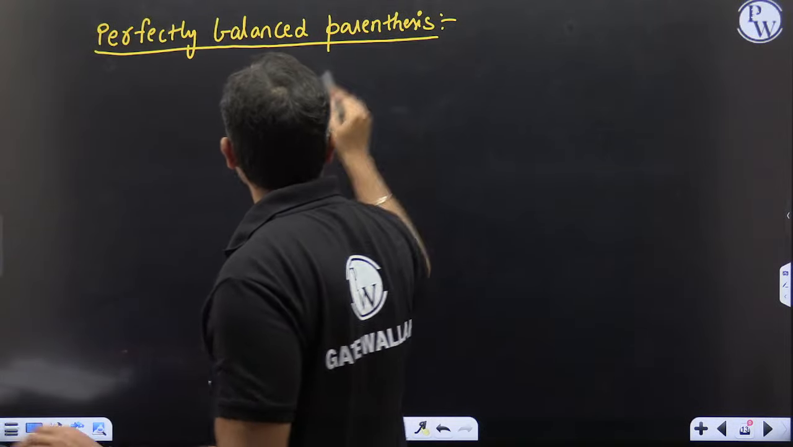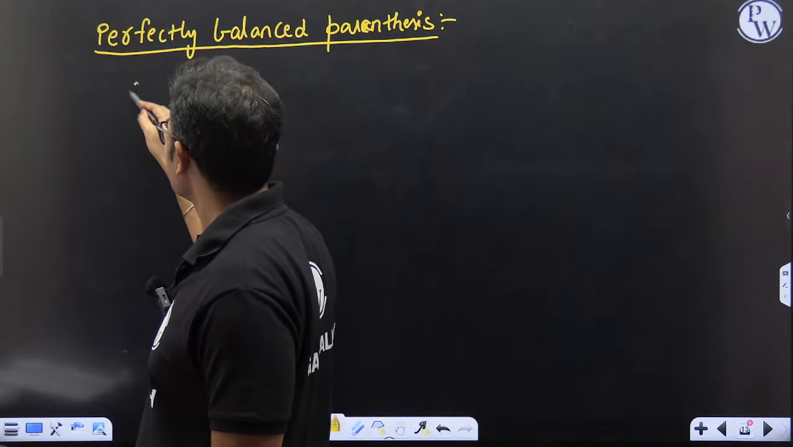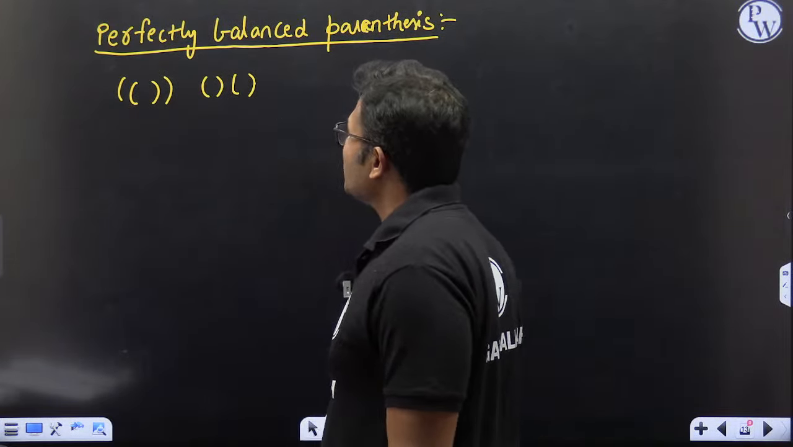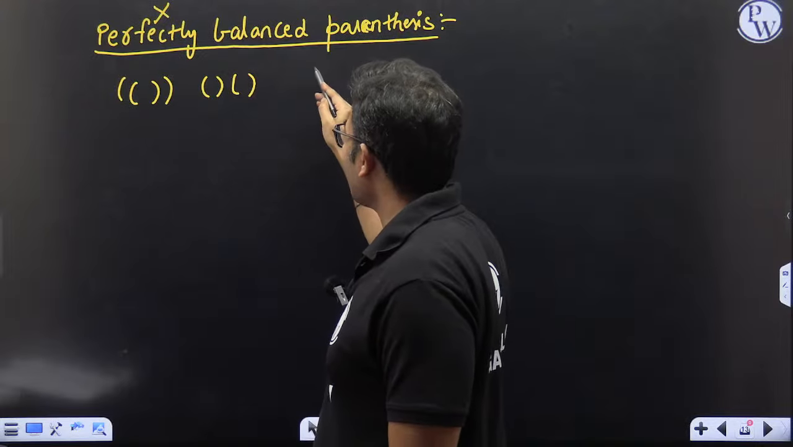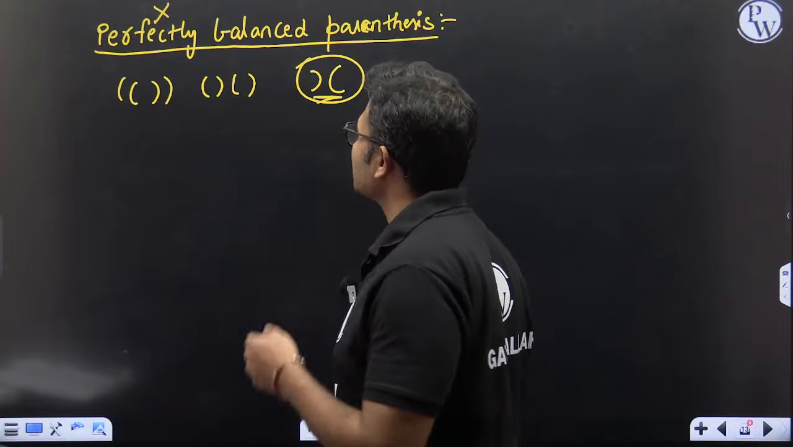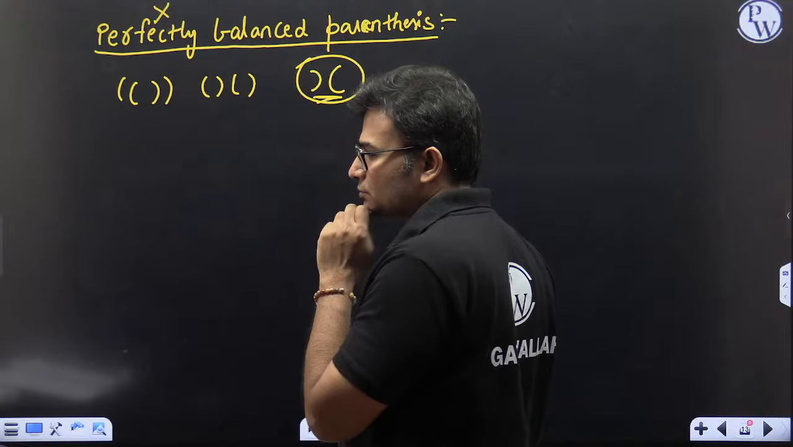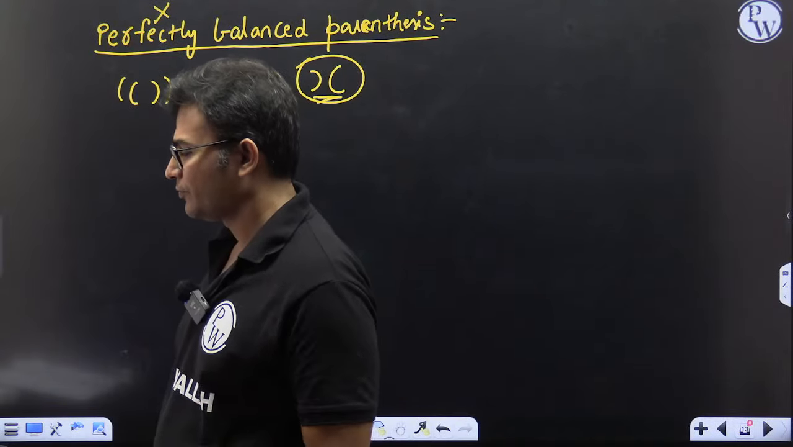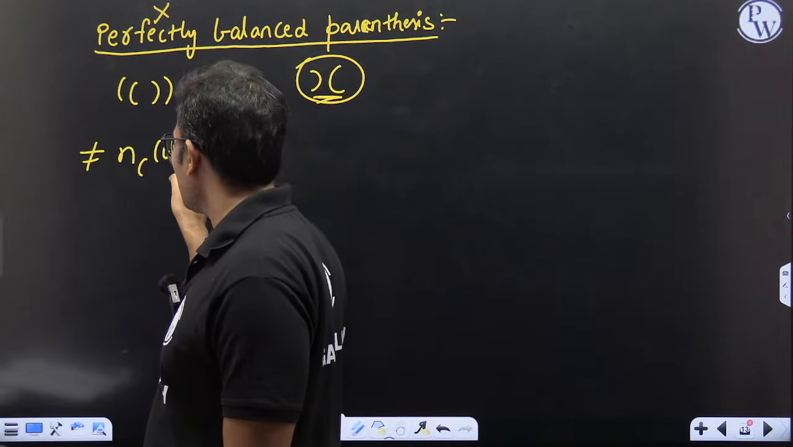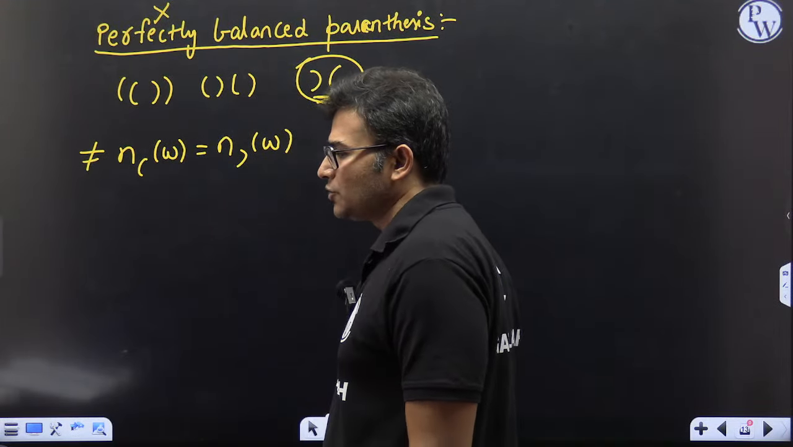Perfectly balanced parenthesis, which means parenthesis like this or like this, right? If I don't say perfectly, if I say balanced parenthesis, then this also will come into the answer. I don't want strings like this. I want perfectly balanced. So this language is not just the number of open parentheses in W equal to the number of closed parentheses in W.